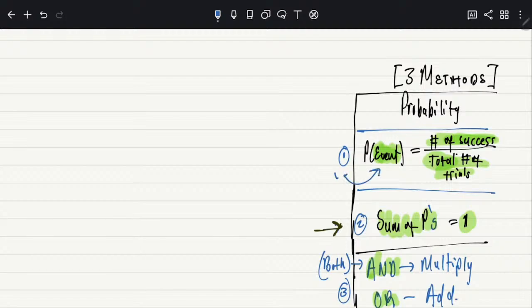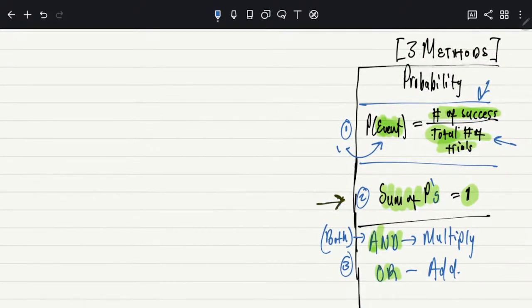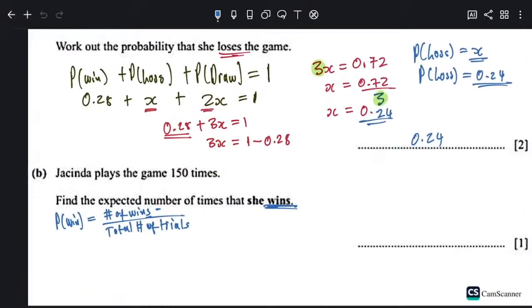Probability of draw, number of times she draws over the total number of times. That's how it keeps going. Probability of win, number of wins over the total number of trials. Probability of loss, the number of losses over the total number of trials. This is that formula. It will help us to find number of things. As long as we are in the topic of probability and we want to do number of things, we use formula number 1. So you're going to need to be able to use it.